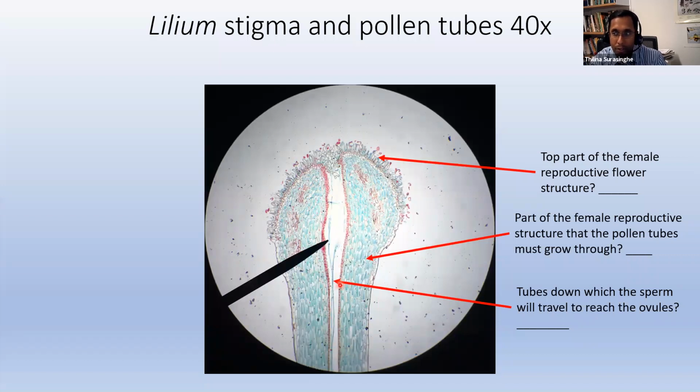What are those? Pollen tube. Pollen tubes. And the pollen tubes are traveling through what? Is it called the style? Correct. Very good. Excellent. Right.